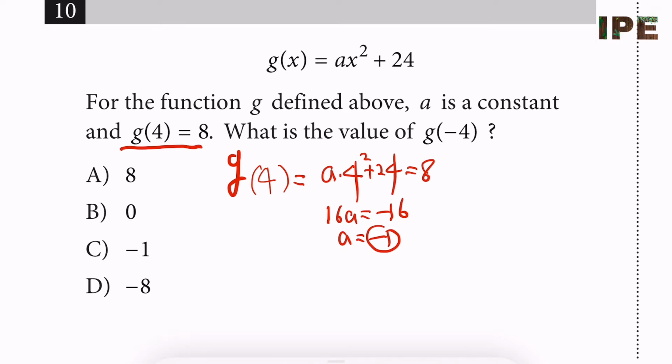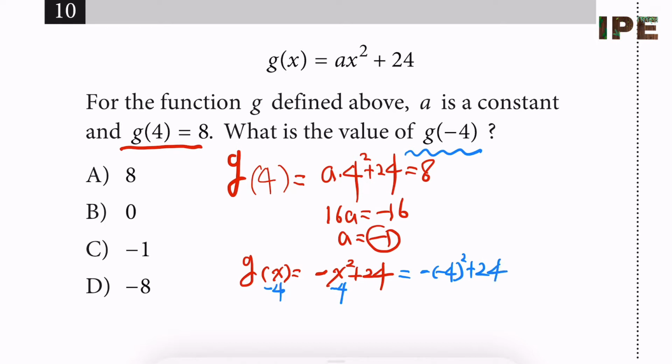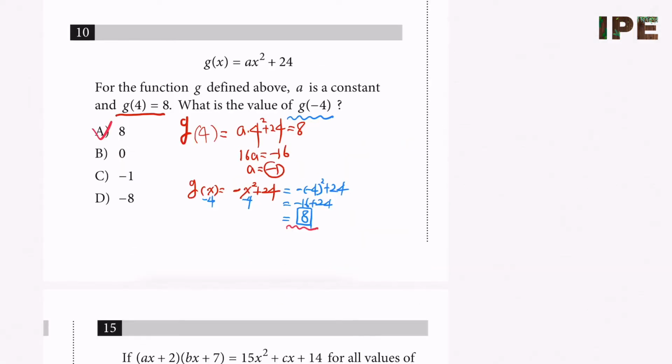So g of x equals negative 1 times x squared plus 24, right? We just found the a value. But it asks you what? g of negative 4. That means plug in negative 4 for x, which is negative 4 squared plus 24. So negative 16 plus 24 is equal to 8. A is the answer. Next problem.